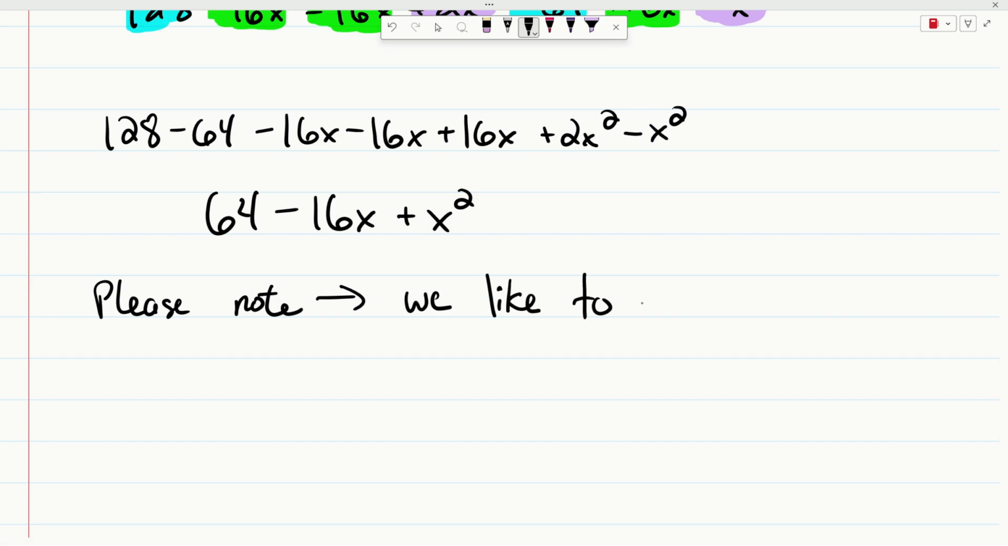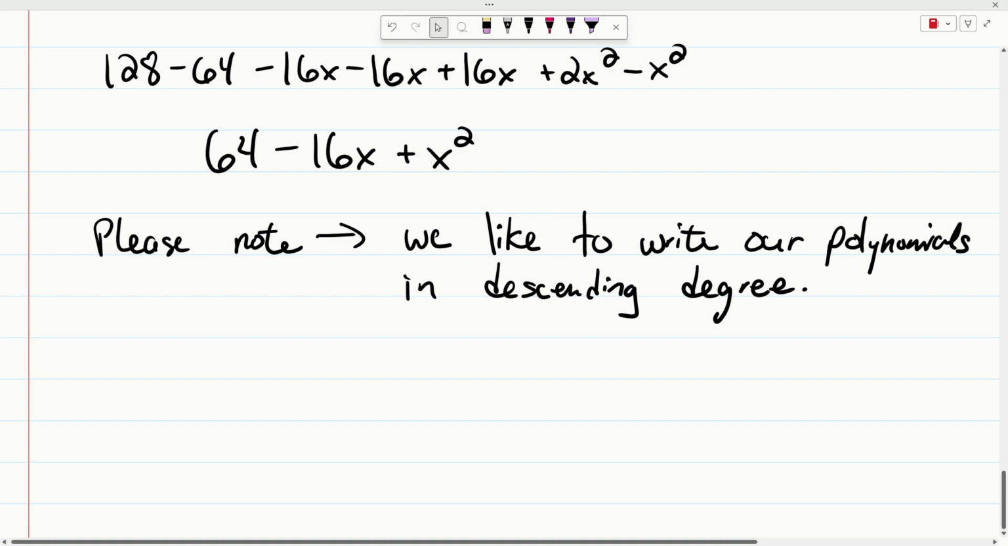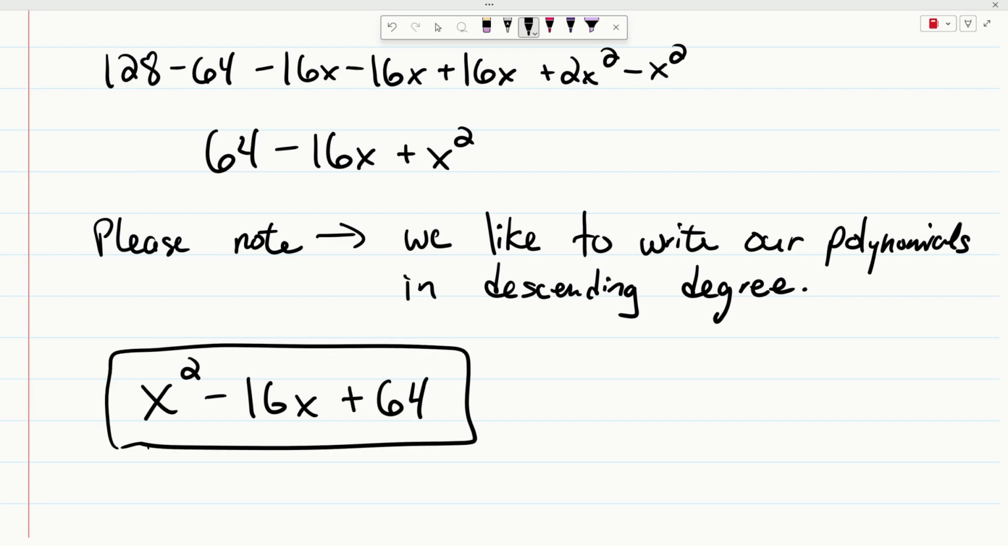we like to write our polynomials in descending degree. All right, so technically, your math teacher, meaning me, would like to see this as x to the second minus 16x plus 64. We like that descending degree to come into play. All right, and that is going to be it for this video. So please be careful when you're adding, subtracting. Remember, you're looking for same variable, same exponents, and that is called combining like terms.